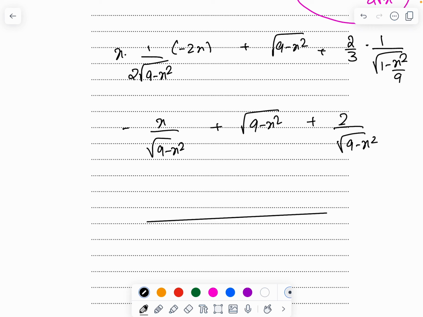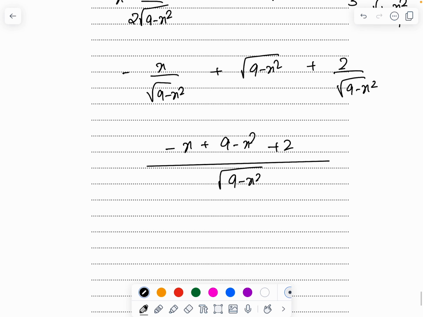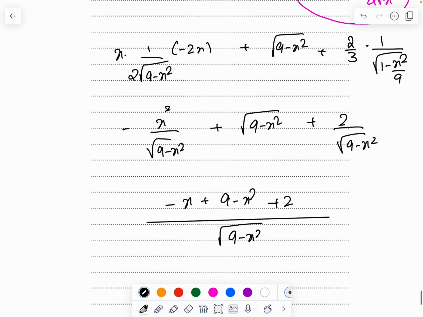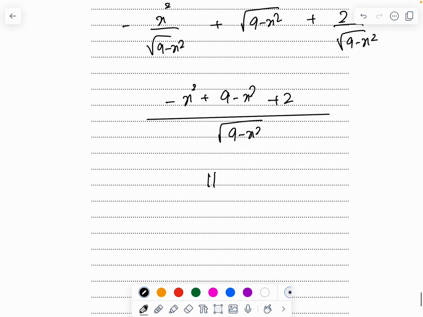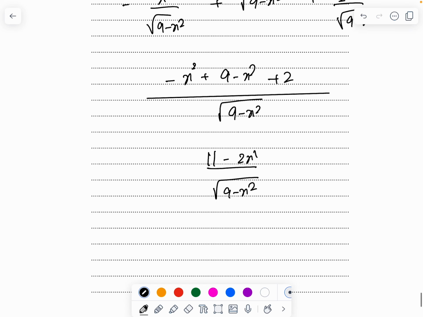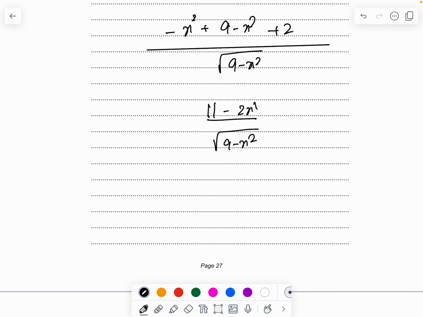So the common denominator is square root of 9 minus x squared: minus x squared plus 9 minus x squared plus 2. So it becomes (11 minus 2x squared) upon square root of 9 minus x squared.